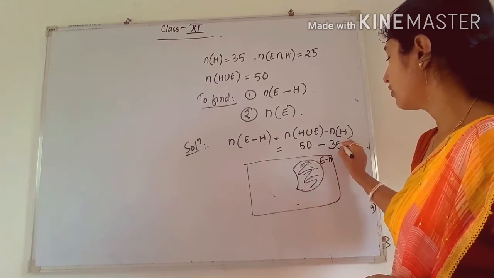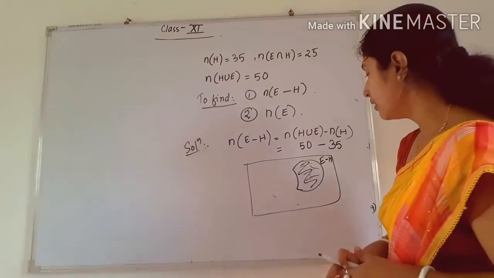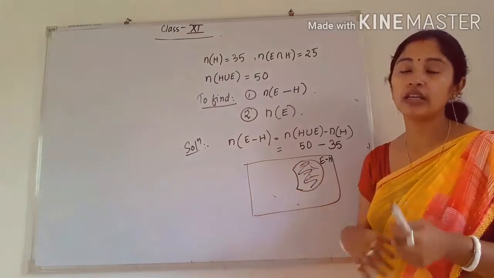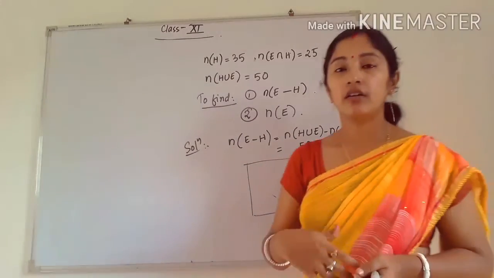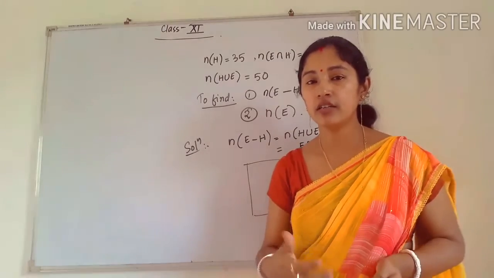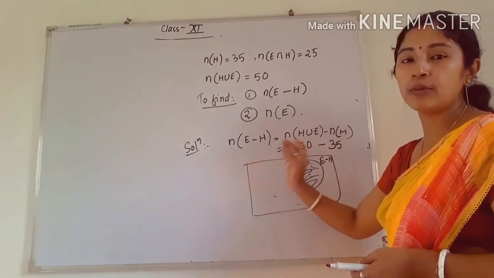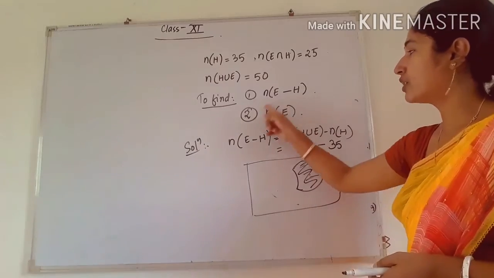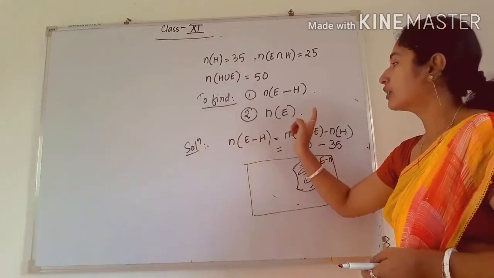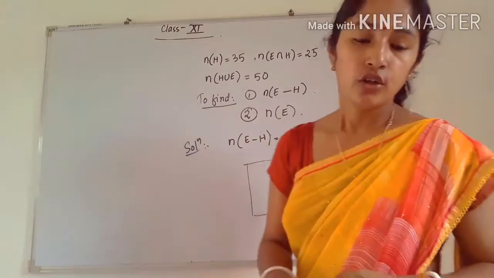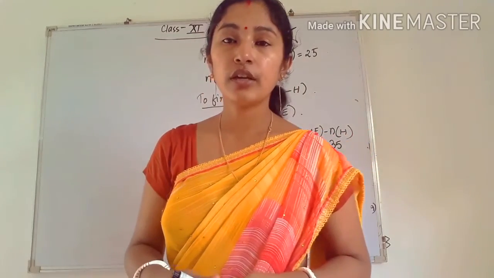I hope you are getting it. Please try to make the Venn diagram. You can easily find and derive the formulas. So here you can easily find the value of n of E minus H. The next one is simple, so I am not doing it. Use the second formula, so try to do the remaining questions.